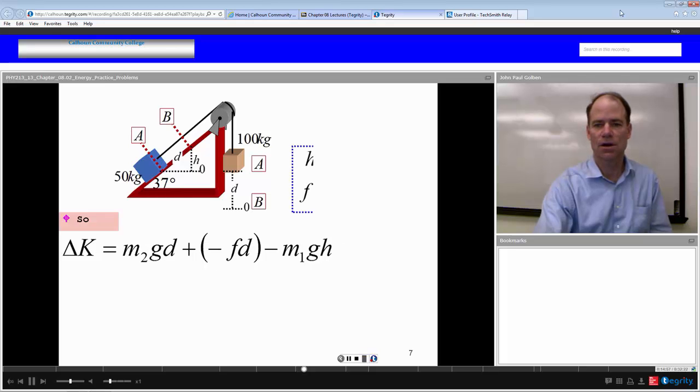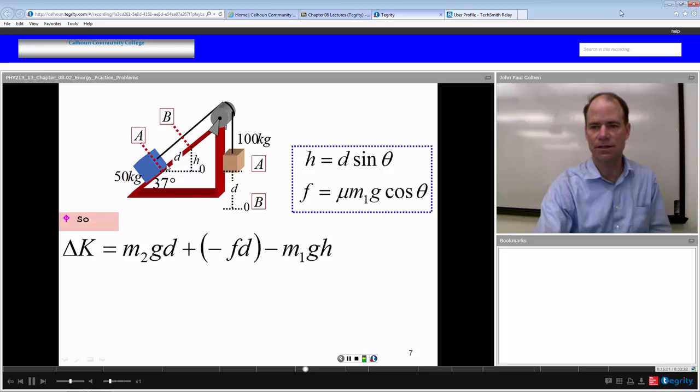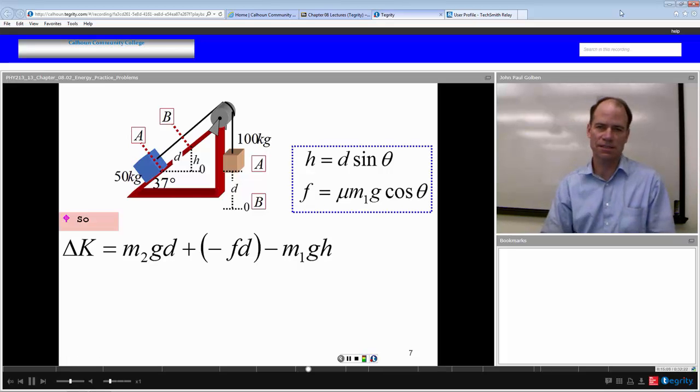So we're interested in h, which is d sine theta. We're also interested in the force of friction along the incline, which is equal to mu times the normal force. And the normal force in this case is m1 g cosine theta. So friction is going to equal mu m1 g cosine theta.